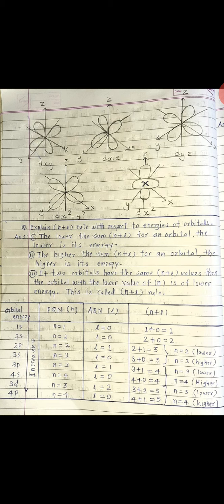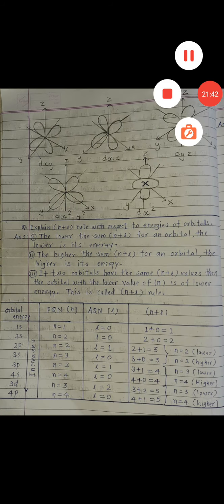वन मोर एग्जांपल that is 3d and 4p. 3d and 4p having the same value of n plus l that is 5, 3 plus 2 that is 5 and 4 plus 1 that is 5. So both orbitals having same value of n plus l. So electron first enters into which orbital? Which orbital is lower energy orbital? n is equal to 3 for 3d orbital and n is equal to 4 for 4p orbital. So that's why 3d orbital is lower energy orbital and 4p orbital is higher energy orbital. So this is the increasing order of energies of different available orbitals.